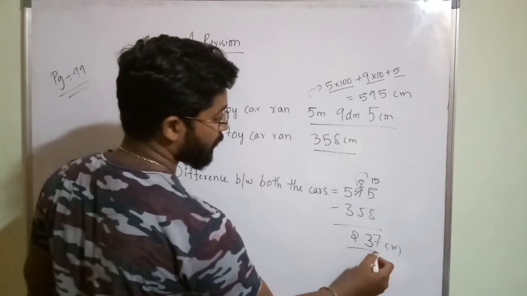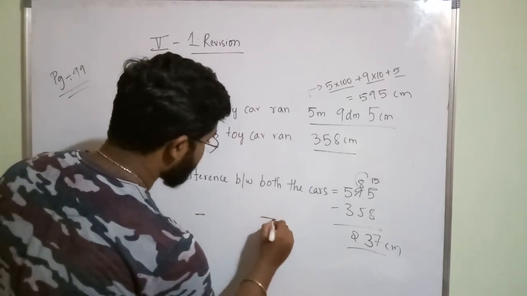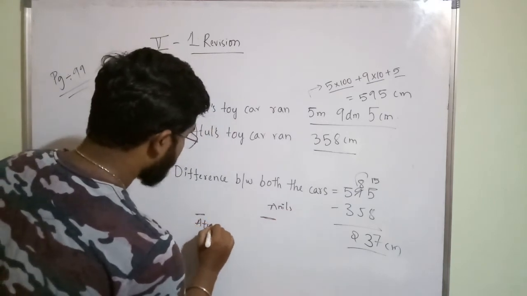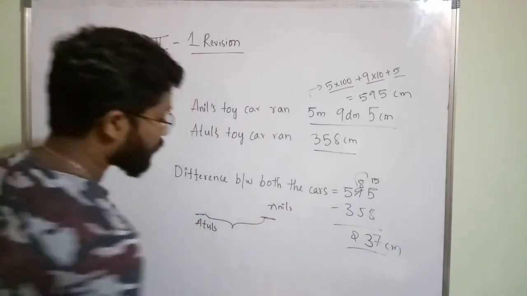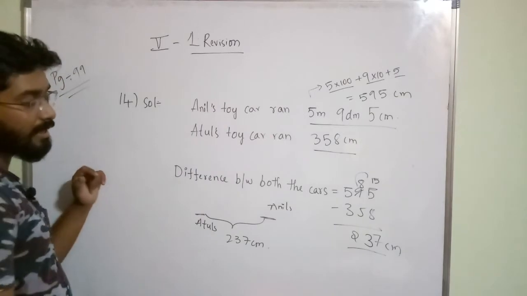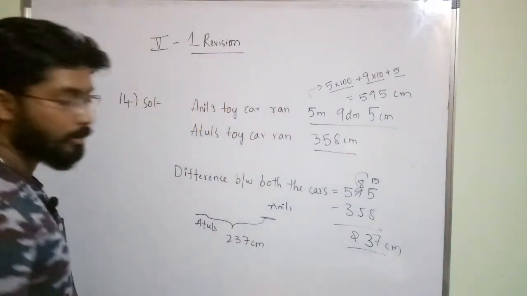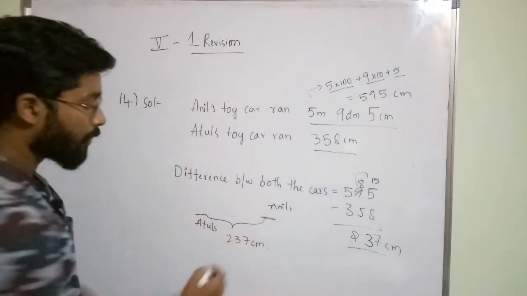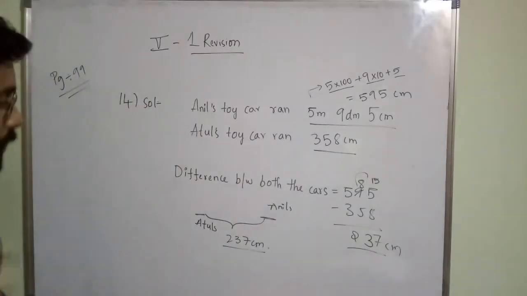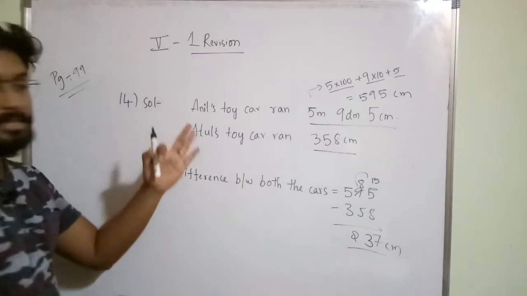237 centimeters is the difference, means here one car is there, here one car is there. Okay, this is Anil's car, this is Atul's car. So the difference between both of them is 237 centimeters. So what is he asking? How much farther did Anil's car run? How much farther has it run? Anil's car has run 237 centimeters farther. So this difference is telling how much farther Anil's car has run.